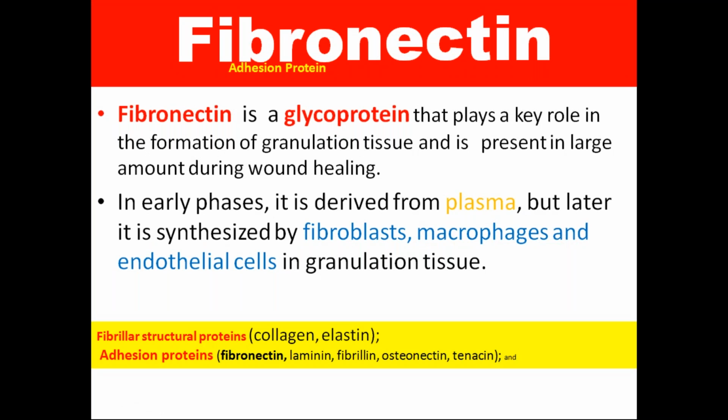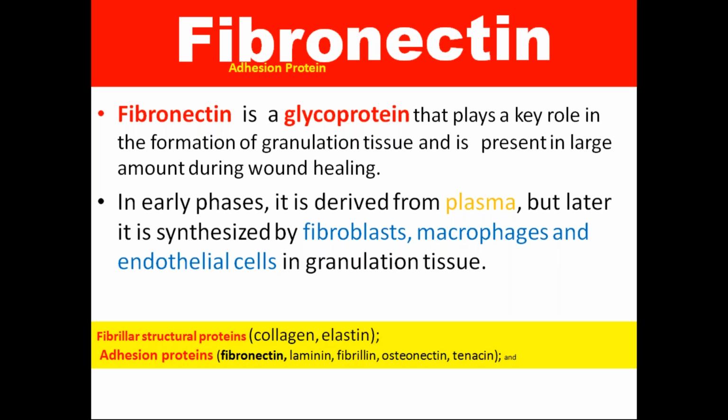What are the factors affecting this repair? Fibronectin. This is an adhesion protein. It is the glycoprotein that plays a key role in the formation of granulation tissue and is present in large amounts during wound healing. In early phases, it is derived from plasma, but later it is synthesized by fibroblasts, macrophages, and endothelial cells in granulation tissue.